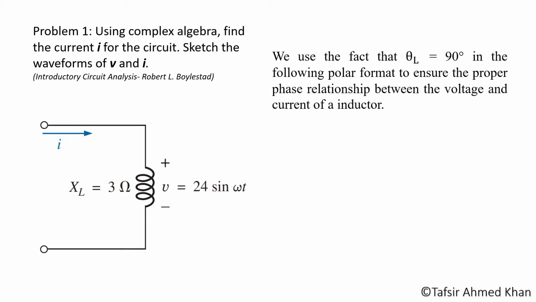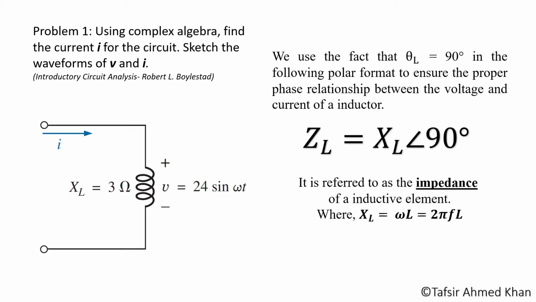As we know, the inductor introduces a 90-degree shift in the current waveform with respect to voltage. So the impedance equation is ZL equals XL angle 90 degrees. This is the equation for finding reactance: XL is equal to omega L, which is equal to 2 pi FL. Now look into the solution.